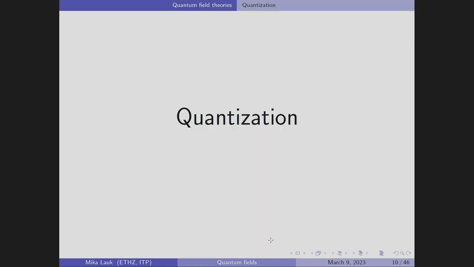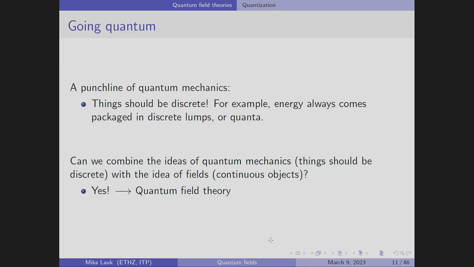Now, what happens when we quantize? This could be a lecture on its own, and it's not going to be. So I'm just going to tell you one punchline of quantum mechanics, and then I'm going to hopefully give you the big picture of what quantum field theory is. Now, quantum mechanics tells us that things should be discrete. One example is that energy always comes in packets, or discrete lumps, that we call quanta. That's where the name quantum mechanics is from.